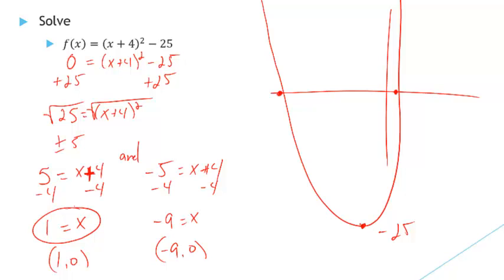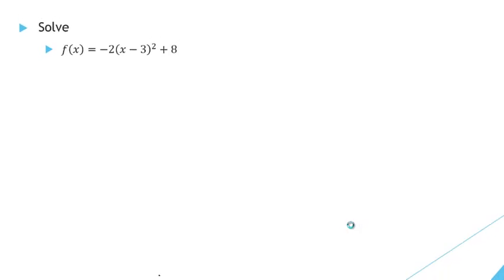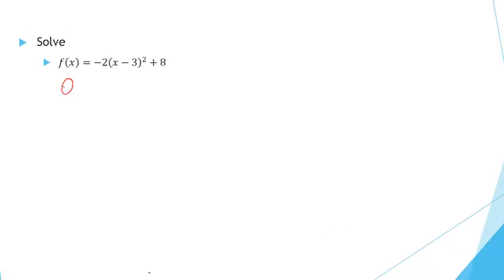Now our last example. Yay, only 2 examples this time, so you better be paying attention. Alright, next example. Let's solve for x. We need to set our equation equal to 0. So 0 equals negative 2 times (x minus 3) squared plus 8. Now we're going to move 8 to the other side. So move k to the other side, subtract 8 from both sides.